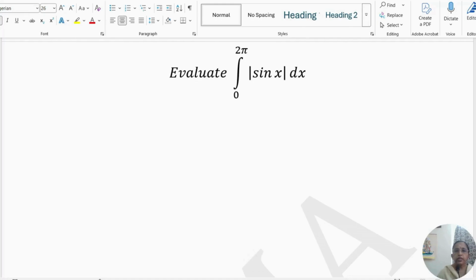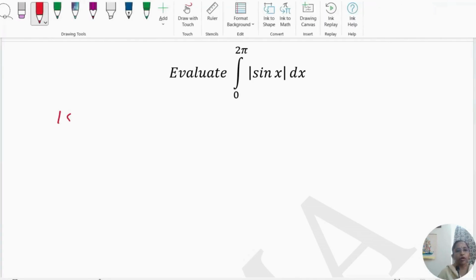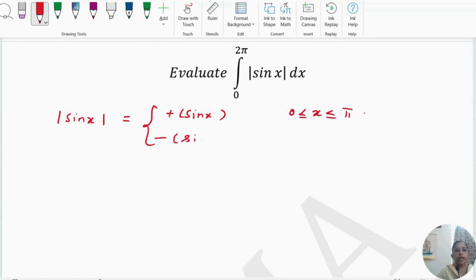Moving to the next question, evaluate integration 0 to 2 pi modulus of sin x dx. And we know very well that sin x is positive in the interval 0 to pi and it is negative in the interval pi to 2 pi. So we can write our modulus of sin x this way: positive sin x in the interval 0 less than or equal to x less than or equal to pi, and negative sin x in the interval pi to 2 pi.